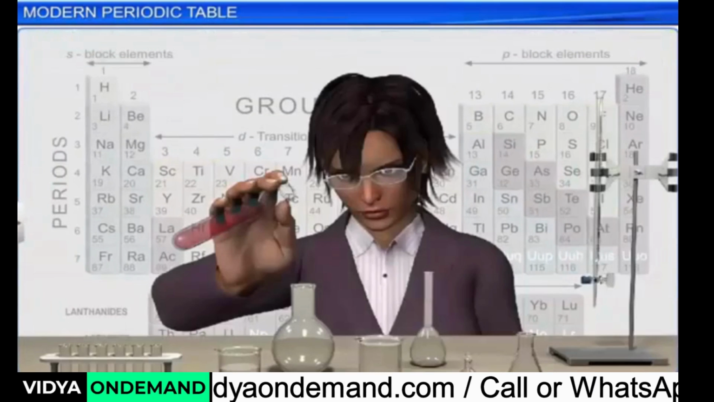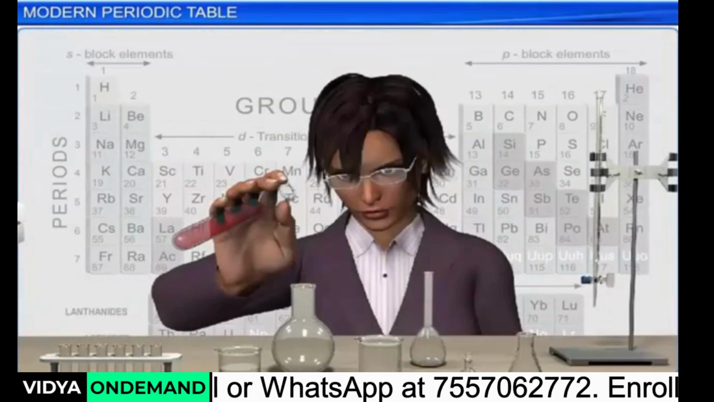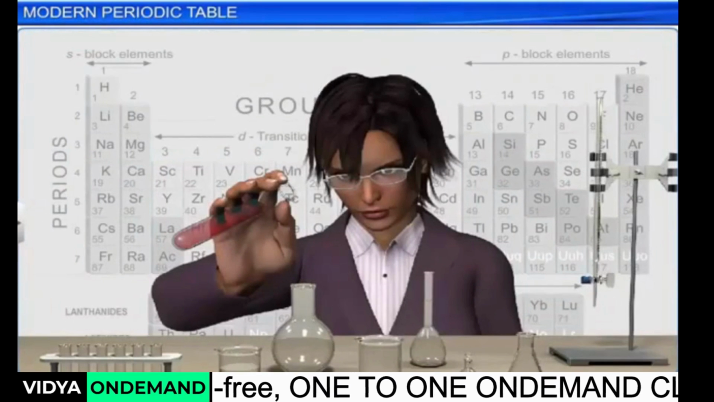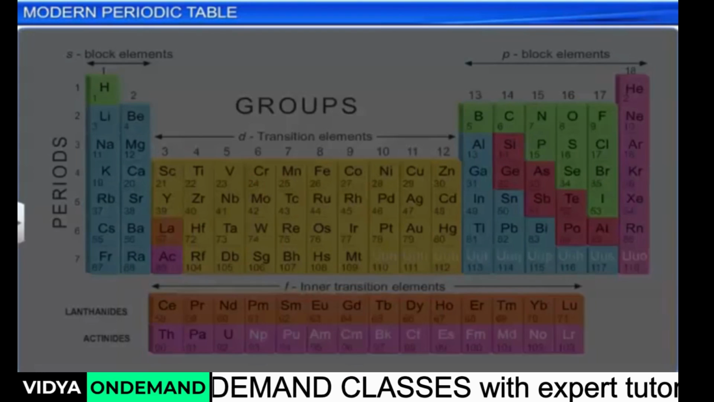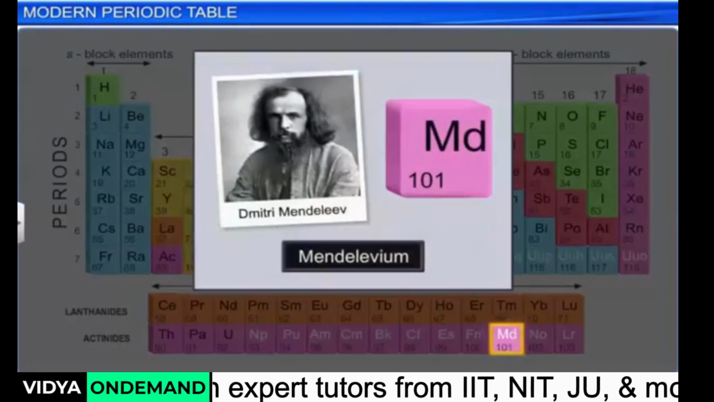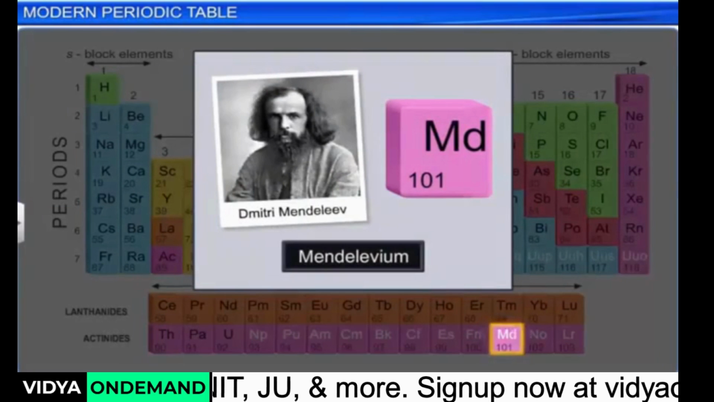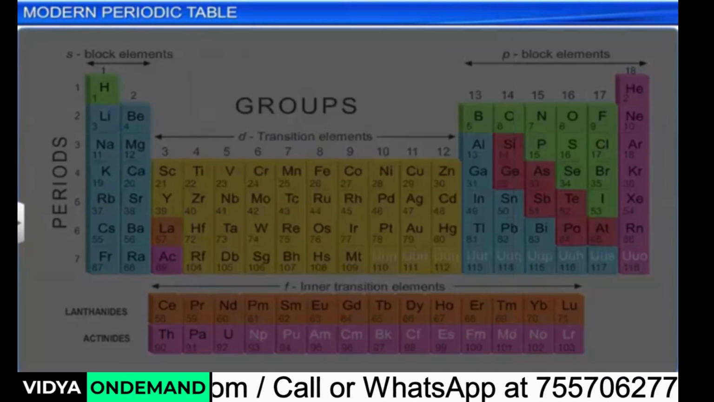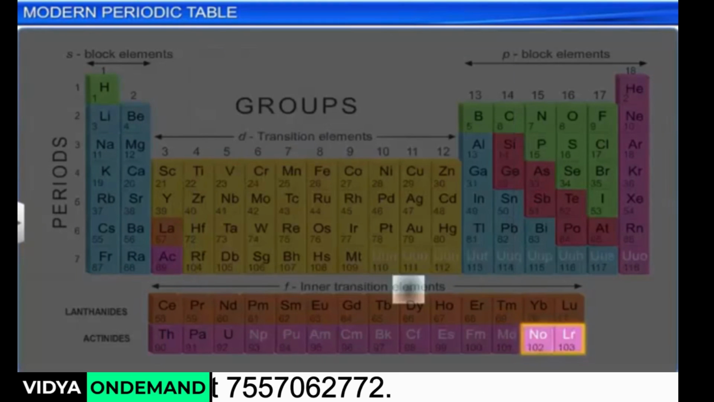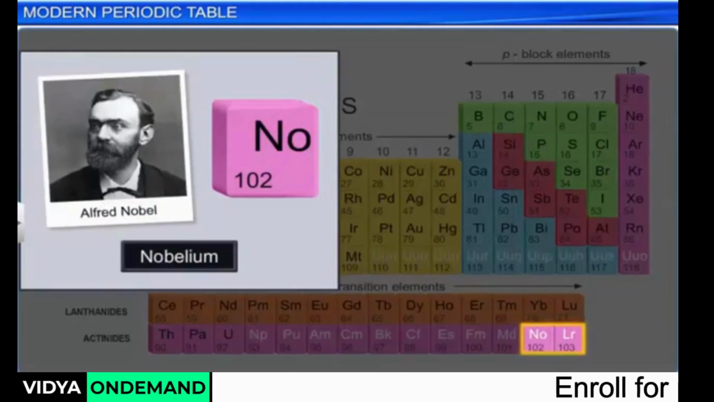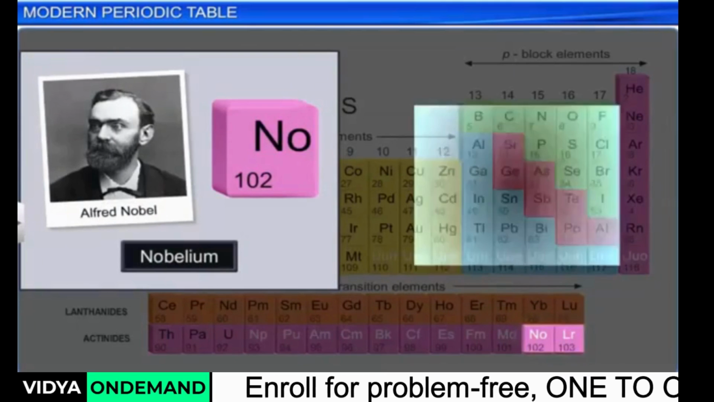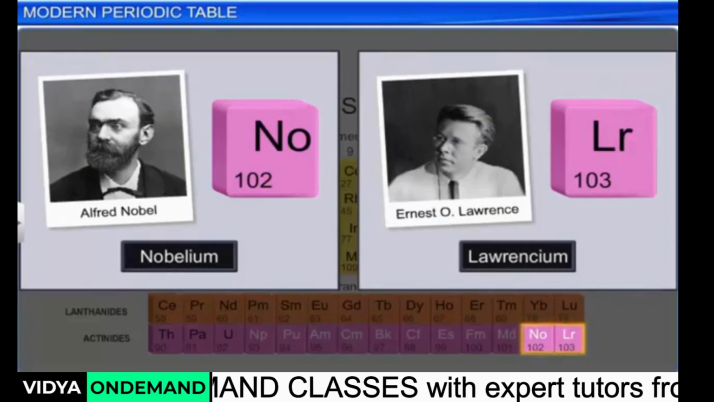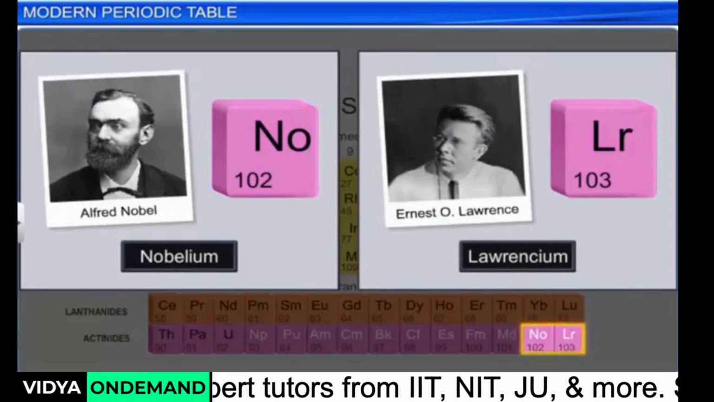Traditionally, newly discovered elements were named either after their synthesizers or discoverers. For example, the element mendelevium, atomic number 101, was named after Dmitry Mendeleev. Similarly, nobelium, atomic number 102, and lawrencium, atomic number 103, were named after famous scientists Alfred Nobel and Ernest O. Lawrence, respectively.